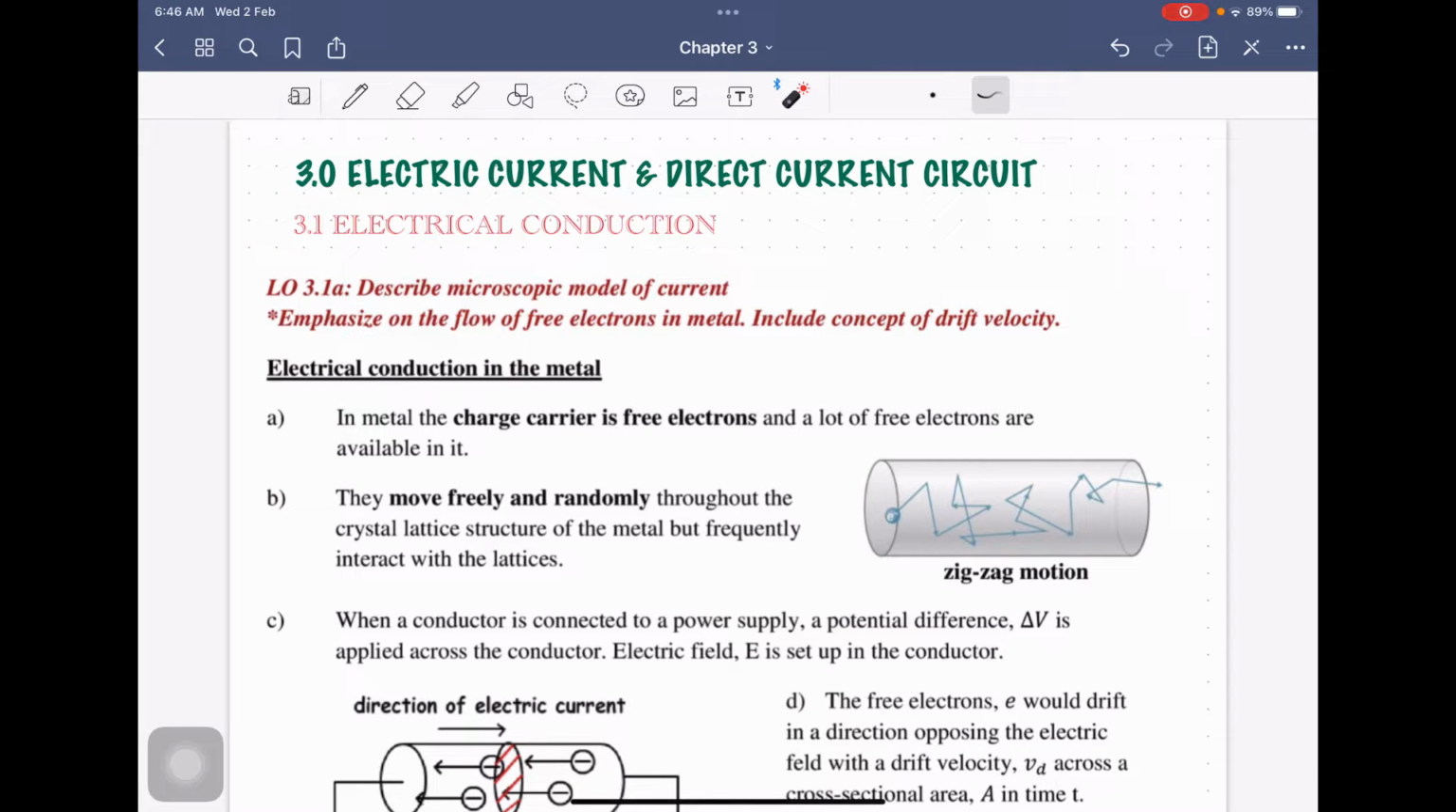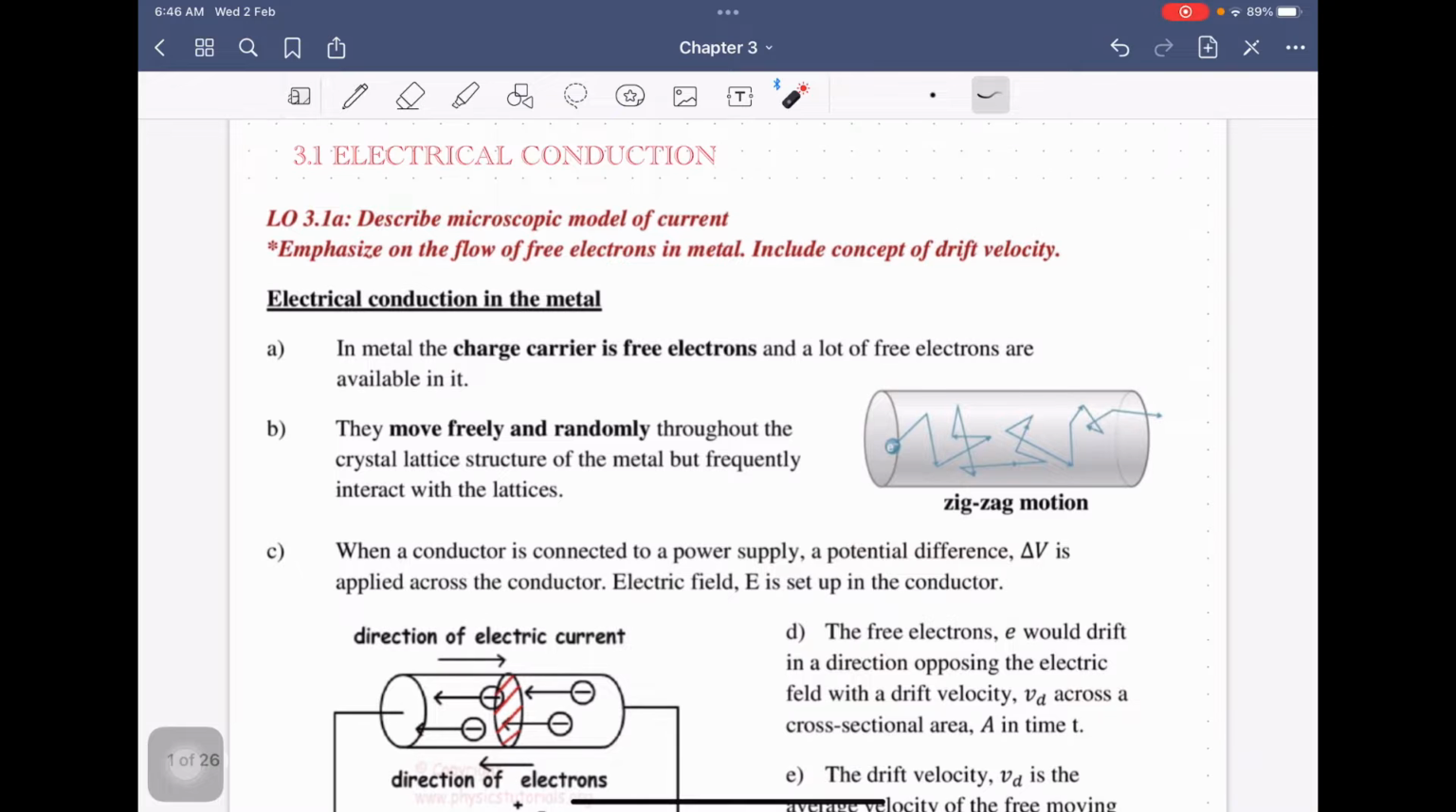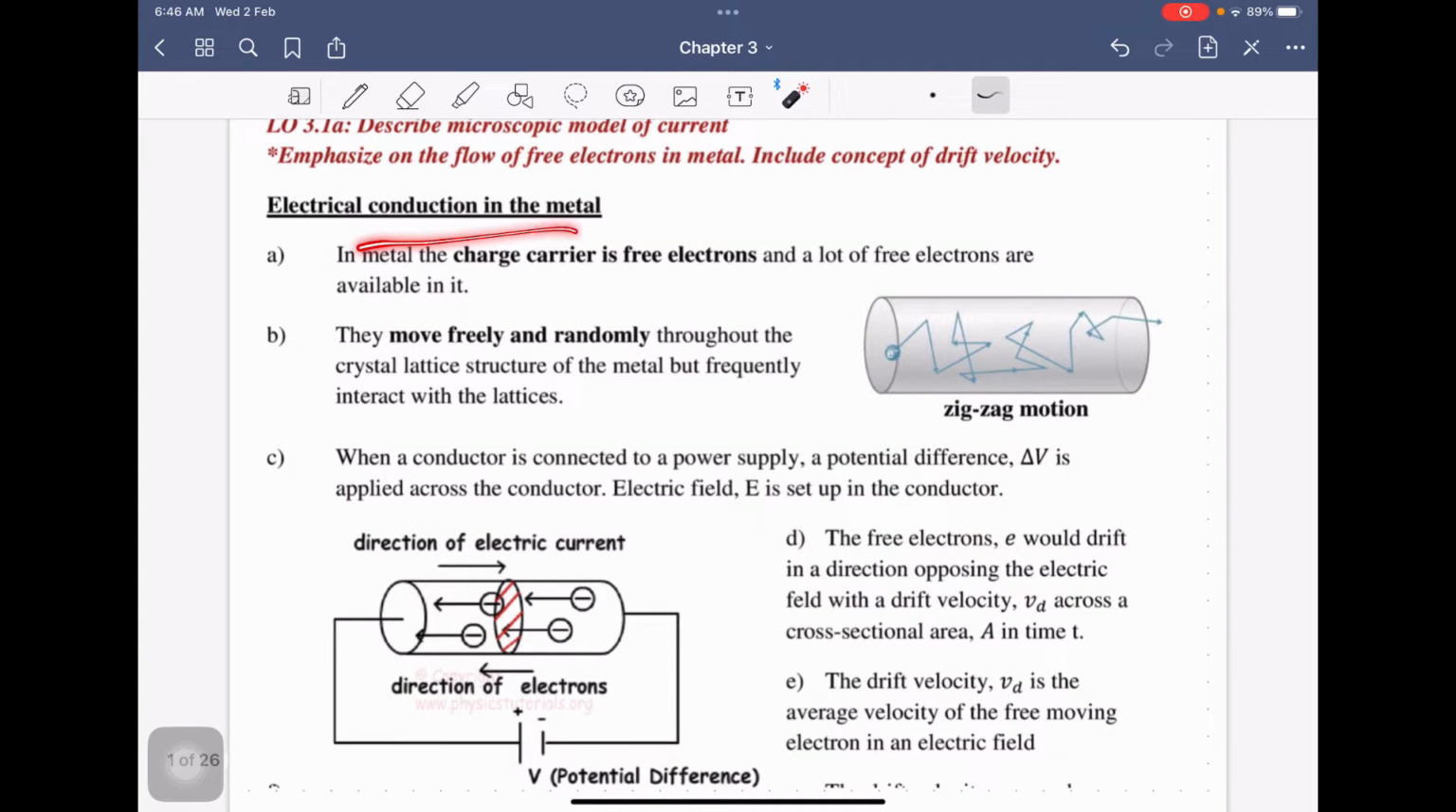The learning outcome 3.1a adalah describe microscopic model of current. Alright, so kita akan lihat kepada flow of free electrons in metal, include the concept of drift velocity. Alright, so kita lihat kepada electrical conduction in the metal. Okay, in the metal, the charge carrier is free electrons. And kita ada banyak free electrons available in it. Okay, they move freely and randomly throughout the crystal lattice structure of the metal, but frequently interact with the lattice.